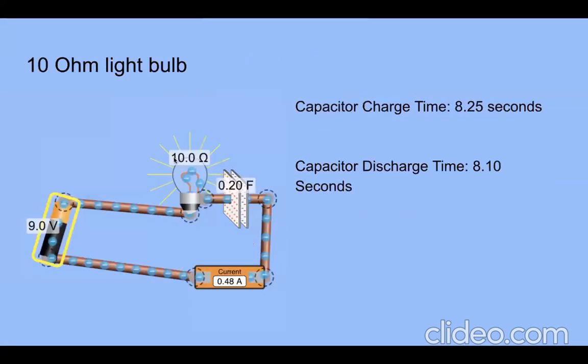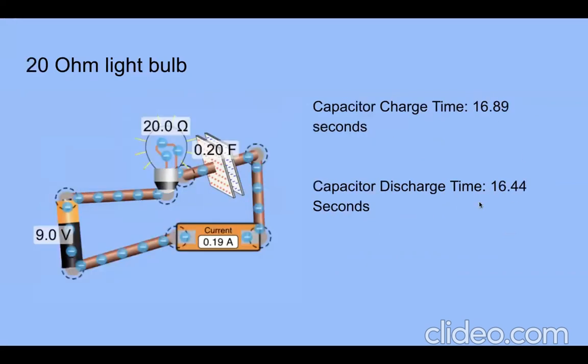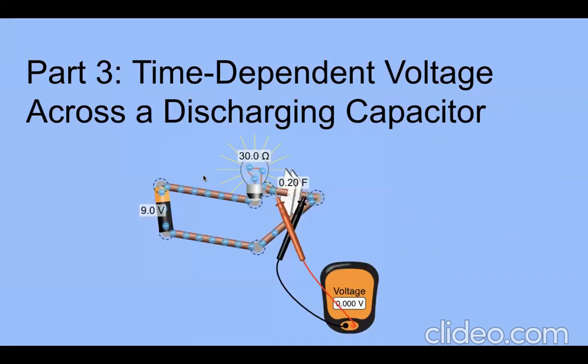And here we have a 10 ohm light bulb and a capacitor, and the capacitor here takes 8 seconds to charge up and about 8 seconds to discharge. However, when we change this light bulb to 20 ohms, it takes roughly twice as long. So we see the connection between capacitor charge and discharge time and the resistance present.